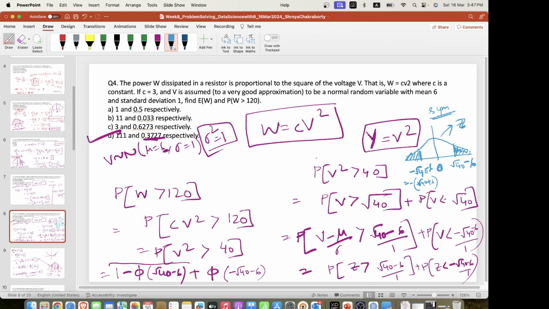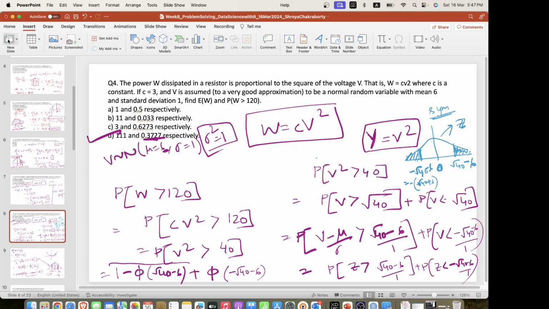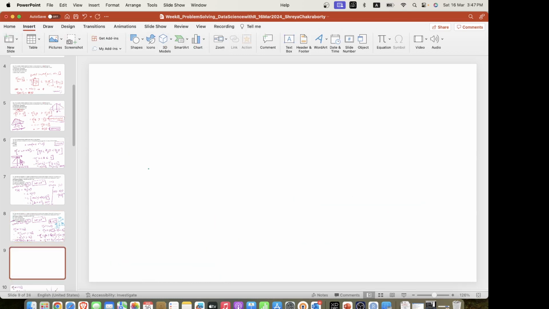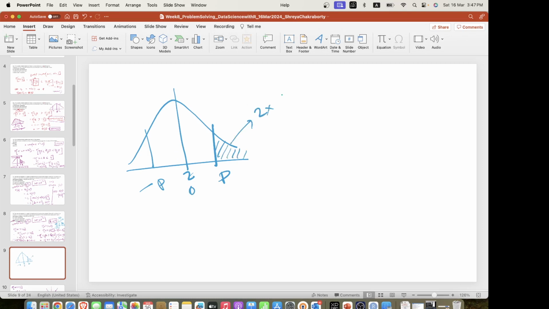Thank you for pointing this out. This is also another thing. See here, if you have something like this, my standard normal variate Z, and this is, let's say, P, and this is minus P, then this is symmetric about 0. I can just find this area A and do 2 into A to get my answer.